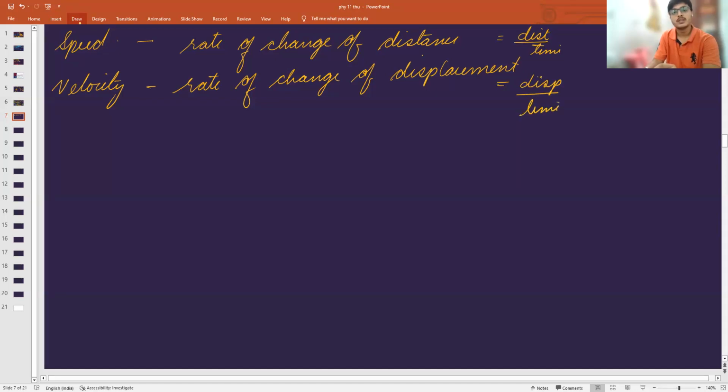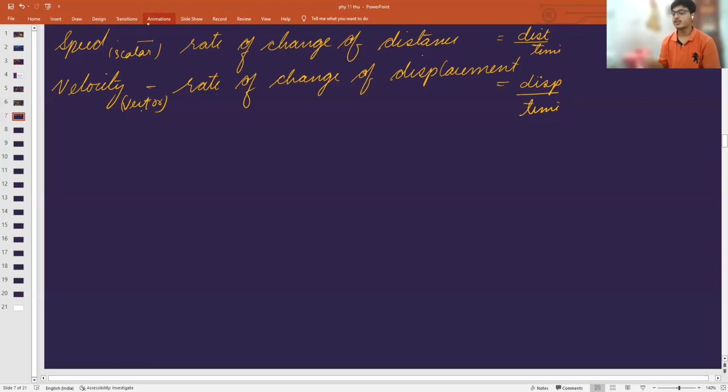Similarly, speed is a scalar quantity and velocity is a vector quantity. Right? So rate of change means what? Whenever we say rate of change, it means change with respect to time. So rate of change of displacement means displacement change with respect to time. Rate of change of distance means distance change with respect to time. So that is speed and that is velocity. Speed is in any direction, velocity is in a specific direction.